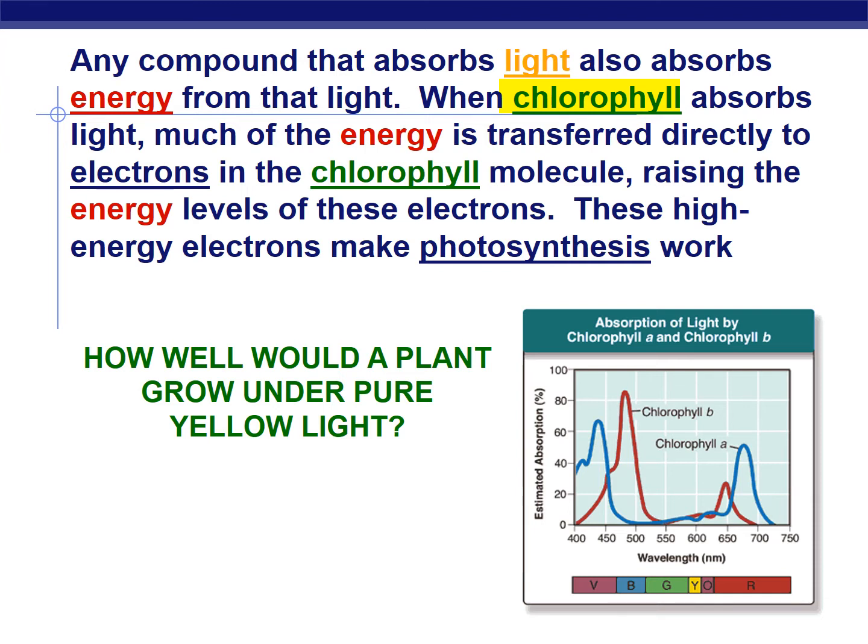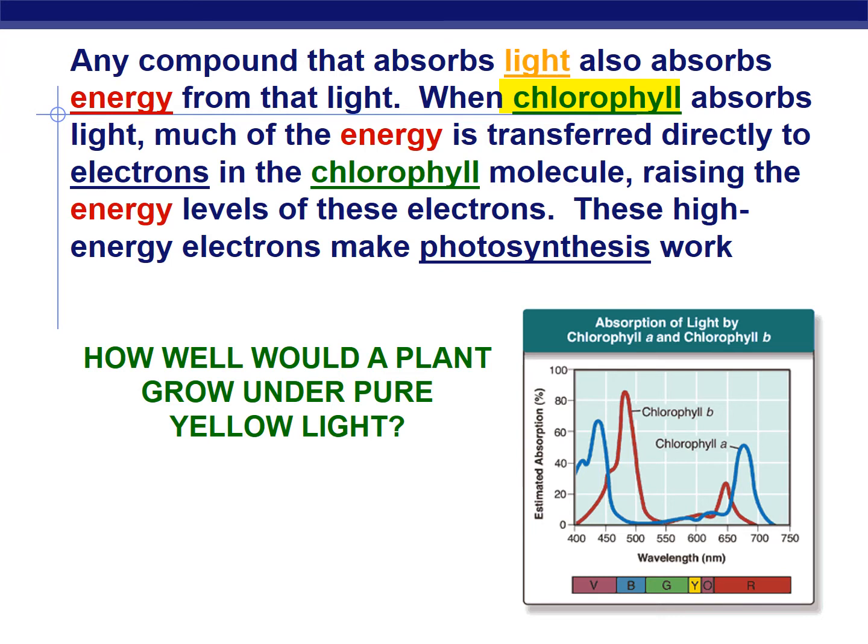The question again, how well would a plant grow under pure yellow light? Well, let's see where yellow is. It's at about 600 nanometers for the wavelength. That's kind of low as far as estimated absorption, right? For both of them, it's like 5% absorption. So if it's only absorbing 5% of that wavelength, is that really a good color to grow a plant? Probably not.